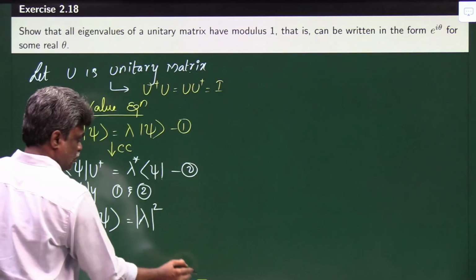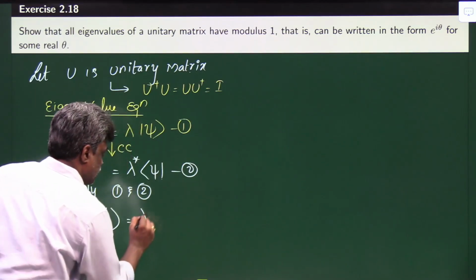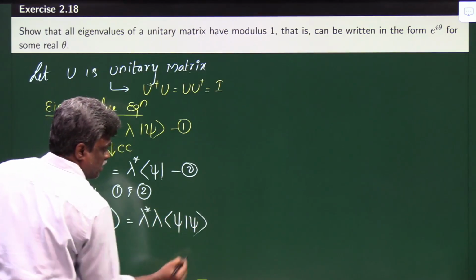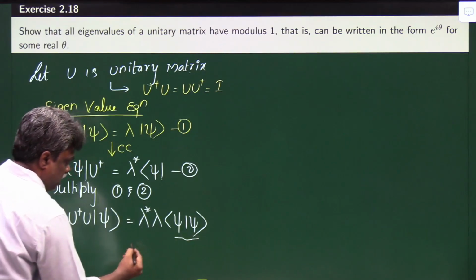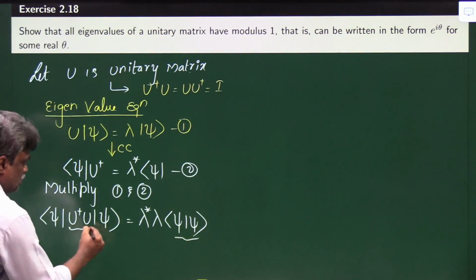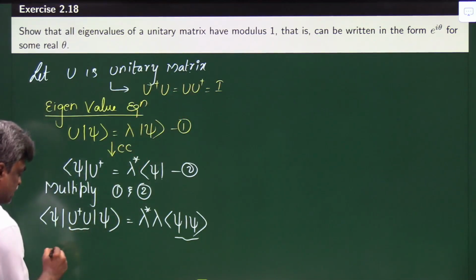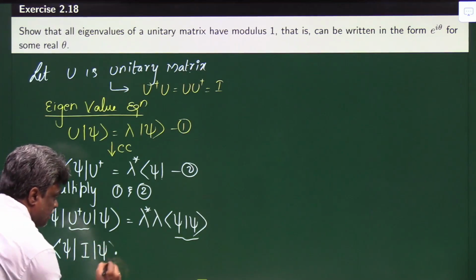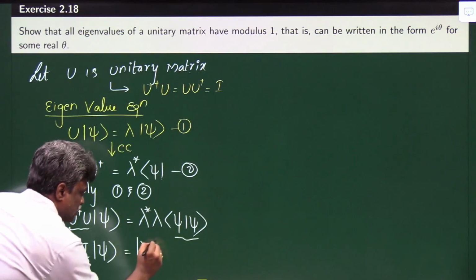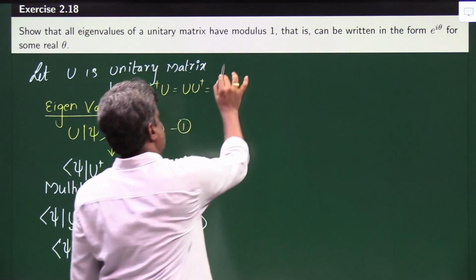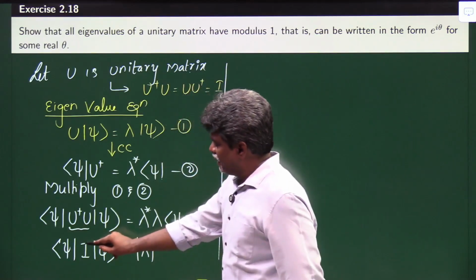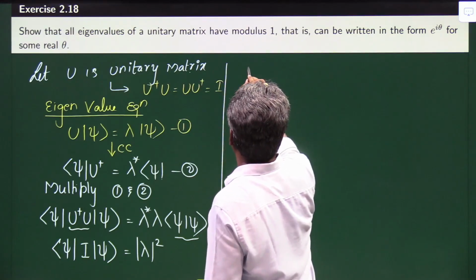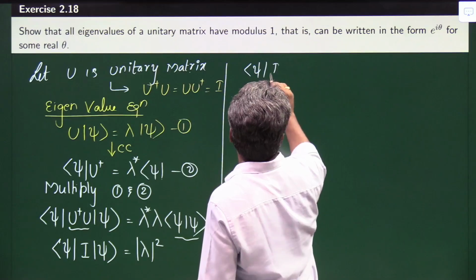I hope you got this, otherwise I will write one more step. Lambda star into lambda, and this is psi, psi equal to 1. And I hope you know from the property of the unitary matrix, U dagger U is I, and finally we got psi I psi equal to mod lambda square. Now, whenever this identity operator operates on psi, you will get the same.